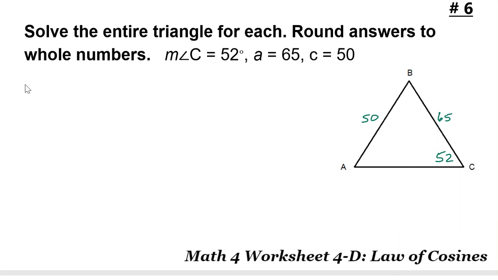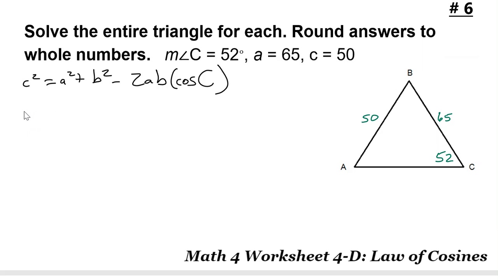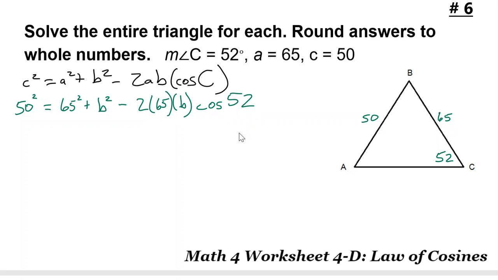Now let's see how that plays out. If I have big C and little c, then I'm going to say that c squared equals a squared plus b squared minus 2ab times cosine of big C. Now let's plug in what we've got. This is going to turn out a little different from what we've been doing. That's 50 squared equals 65 squared plus b squared minus 2 times 65 times b times cosine of 52. All right, so that's going to be 2,500.